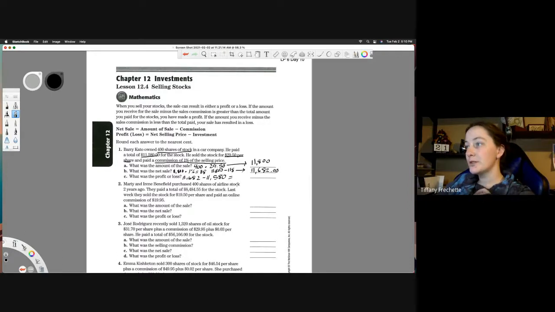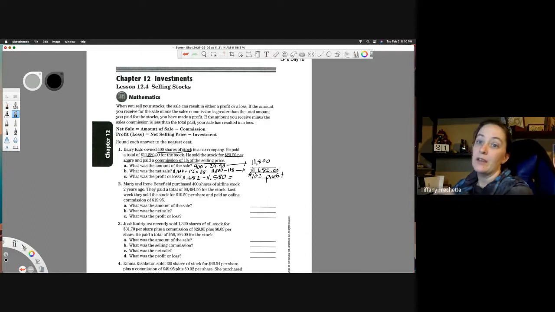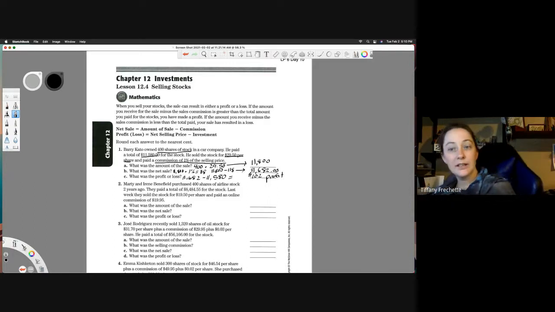So when we do this calculation here, we end up with $102, and it's a positive $102, which means it is a profit. So it's positive profit. If it's a negative, that means it's a loss. So basic calculations here, like I said, not too crazy on this one.